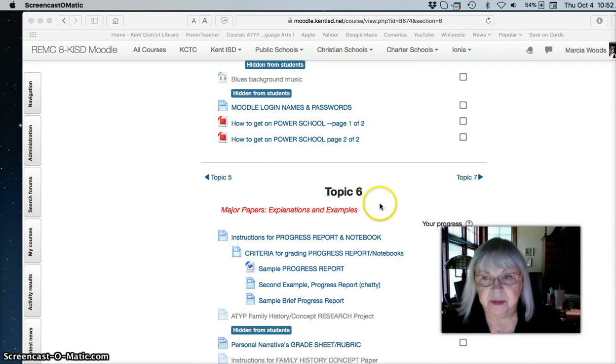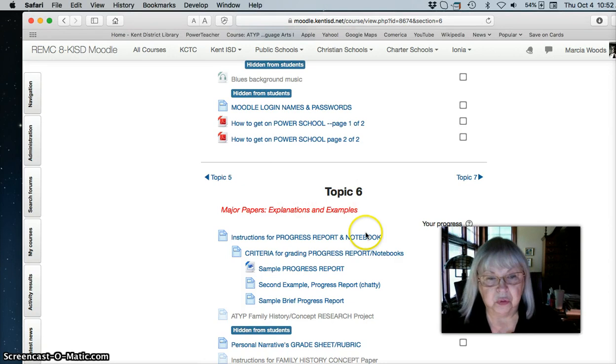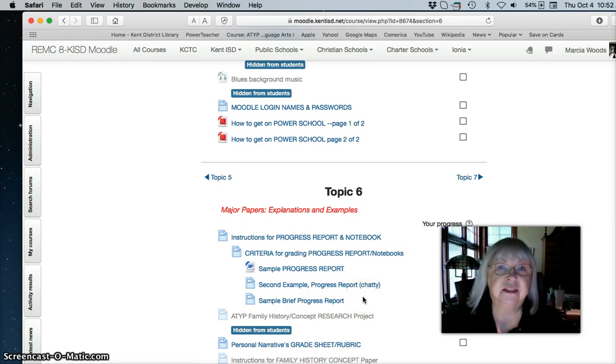I have here in topic 6 of our Moodle both the instructions and the criteria I'm going to use for grading it, plus samples, so you know what the heck I'm talking about. The biggest thing is this report is not in MLA. It is a formal business industry report, which means we don't waste space on double spacing. We don't waste words. We use bullets when possible. And we convey information in as succinct and clear a style as we can.